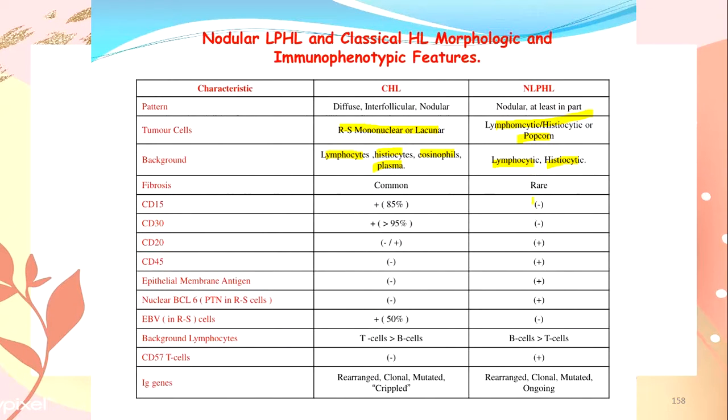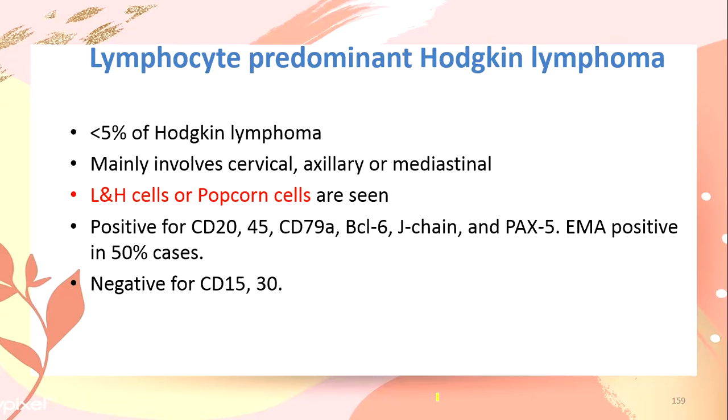CD15 is negative, CD30 is negative, CD20 is positive, and CD45 is positive. This makes the major difference from classic Hodgkin lymphoma, in which CD15 is positive, CD30 is positive, CD20 can be positive or negative, but CD45 is negative. In NLPHL, epithelial membrane antigen is also positive, BCL6 is positive, and EBV is negative, while in classic it is positive.